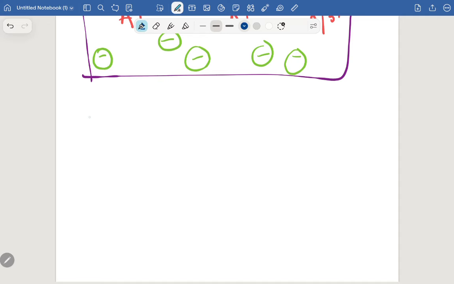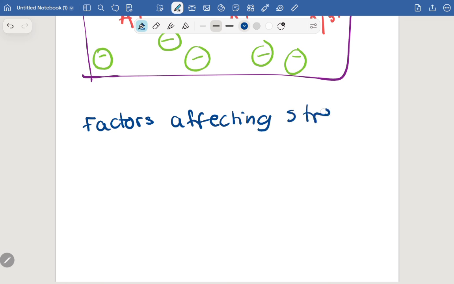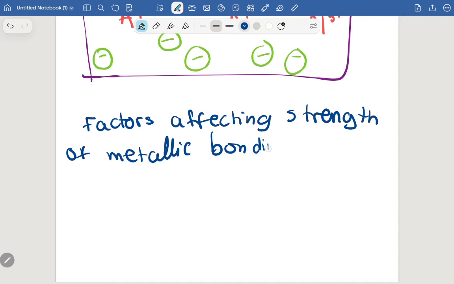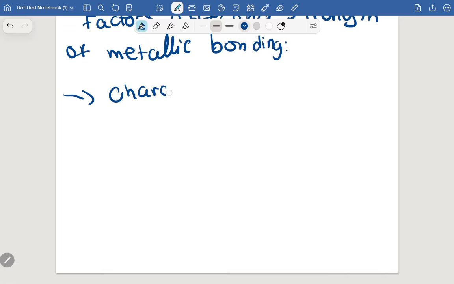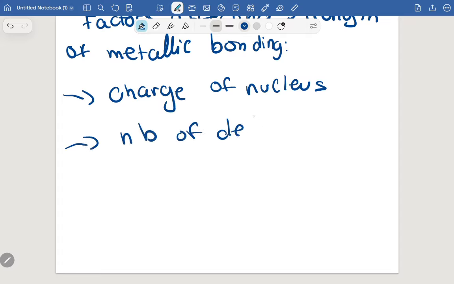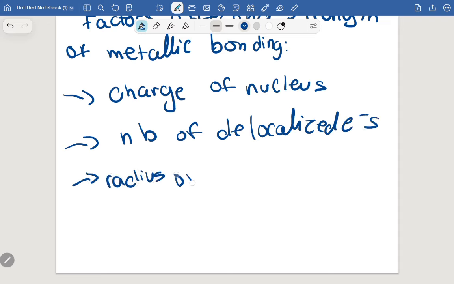So what are the factors affecting the strength of metallic bonding? Well, very simply, the first and most obvious would be the charge of the nucleus. Then after this, of course, we have the number of delocalized electrons. And then, of course, after this, we have the radius of cations, because metals are all cations.